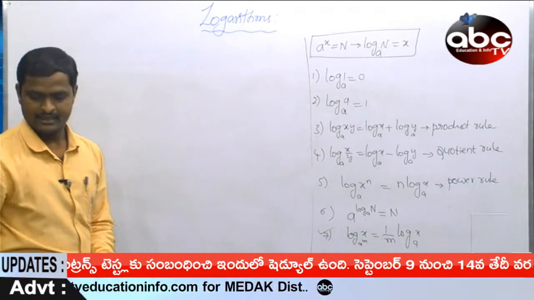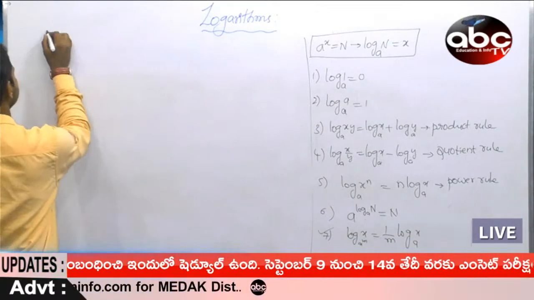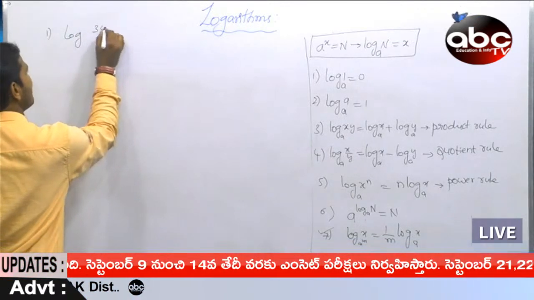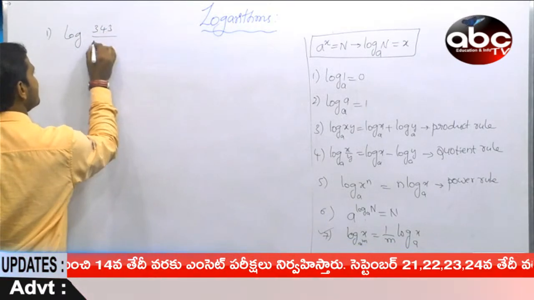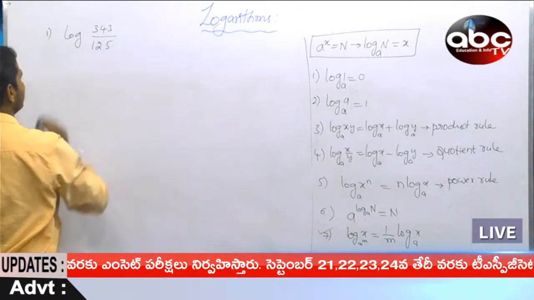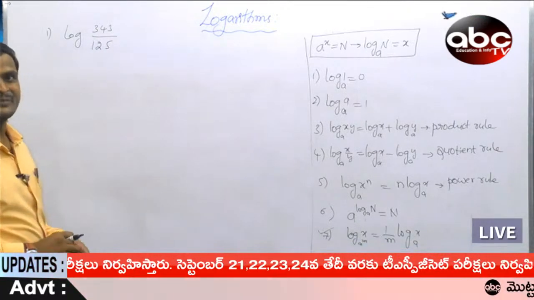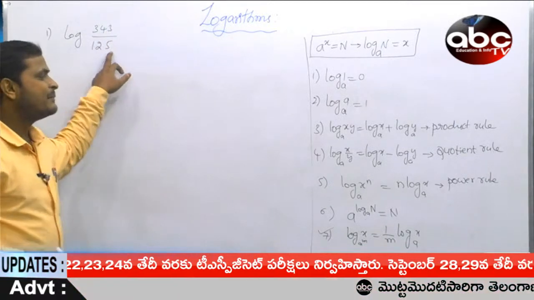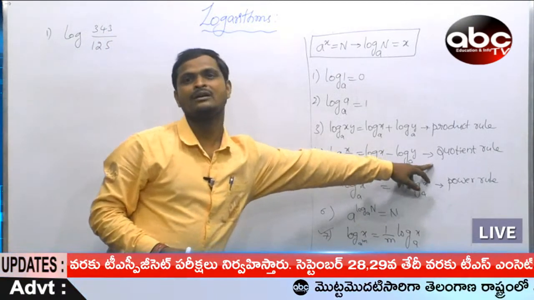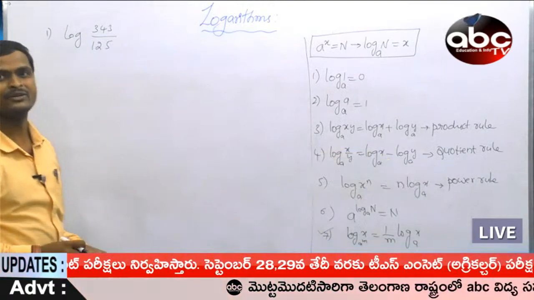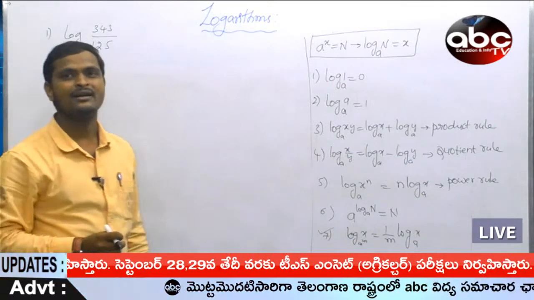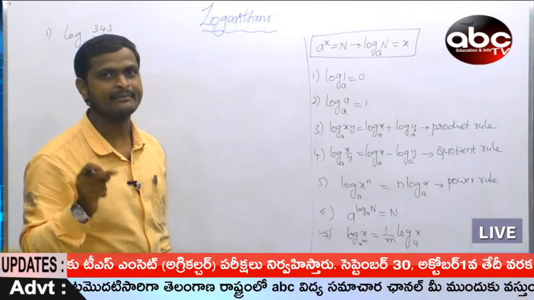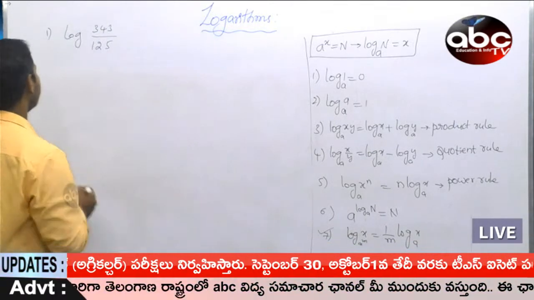See students, log 343 divided by 125. Just expand. Observe here, a by b means we use which rule? Quotient rule. Already know students, what is the quotient rule? Log x by y is equal to log x base a minus log y base a, right?